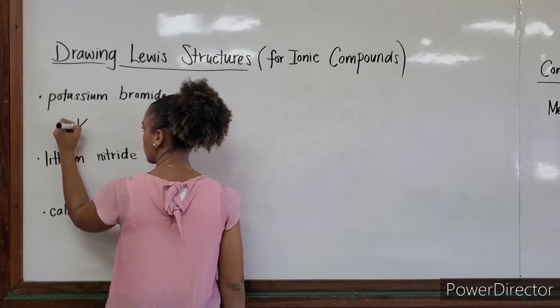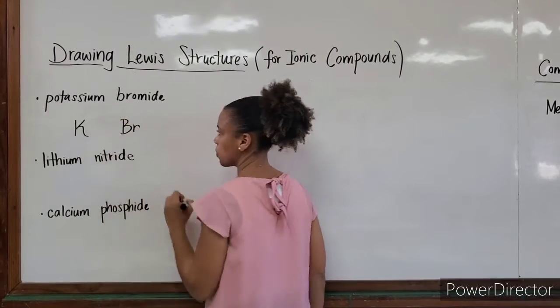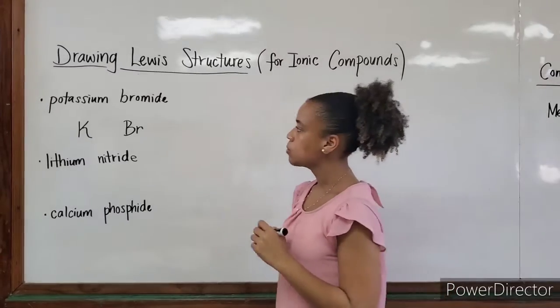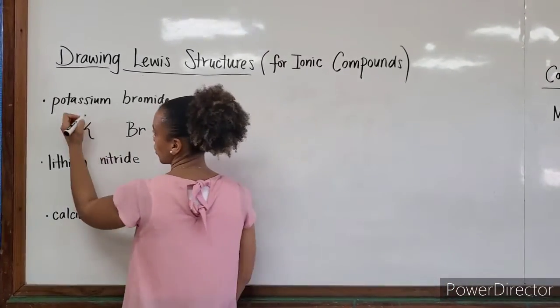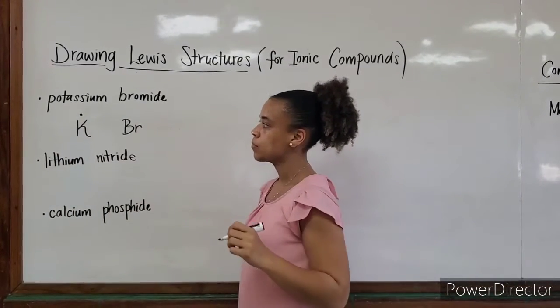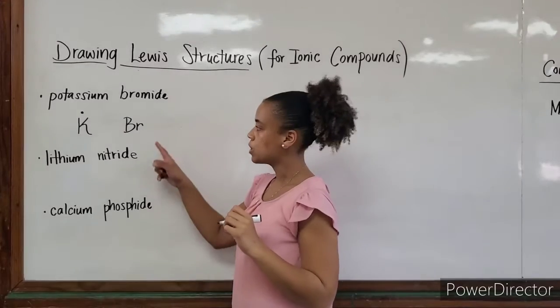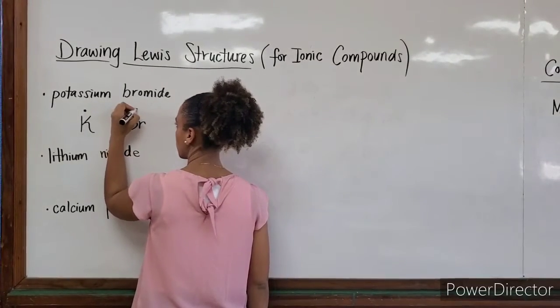So we have K that represents potassium, Br that represents bromine. Because potassium is in group 1, it's going to have a valence electron. It will have one valence electron. Because bromine is in group 7, it will have 7 valence electrons.